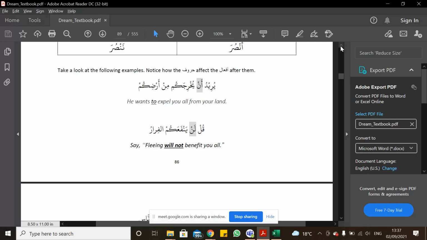So then the fleeing is the idea, right? So we have fleeing as our fa'il. Yanfa'a means to benefit. So before lan, how do you translate? So yanfa'akum.